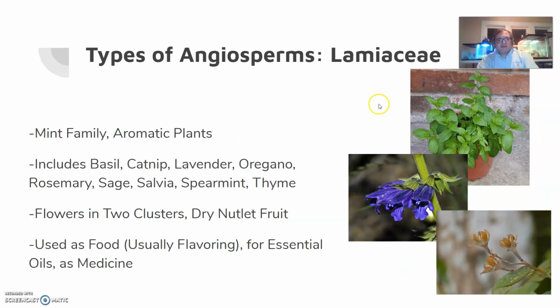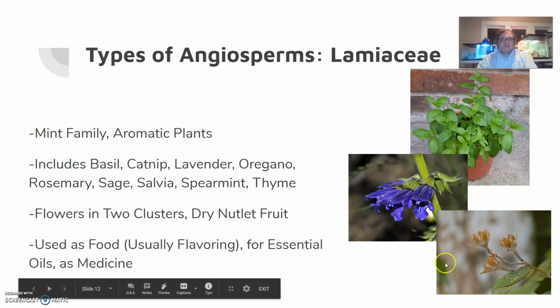The Lamiaceae, this is the mint family. They're very aromatic plants. Again, very fragrant, very nice smell to them. This includes basil, catnip, lavender, oregano, rosemary, sage, salvia, spearmint, and thyme. The flowers come in 2 clusters. And they have a dry nutlet as far as the fruit.